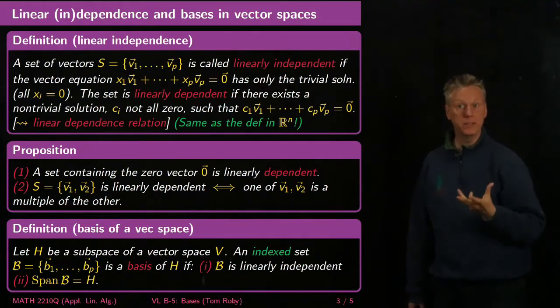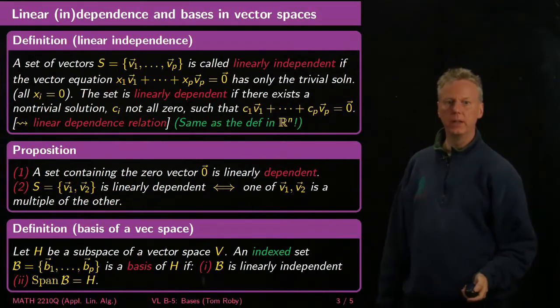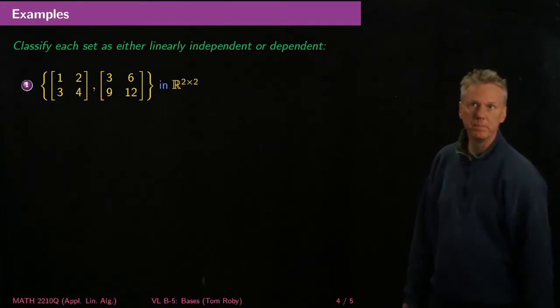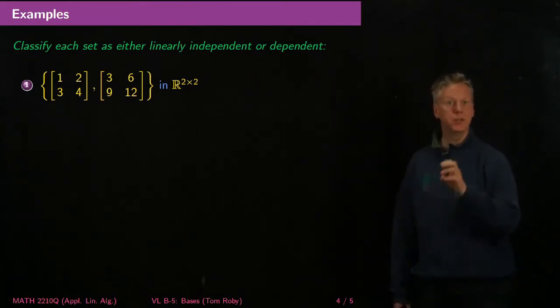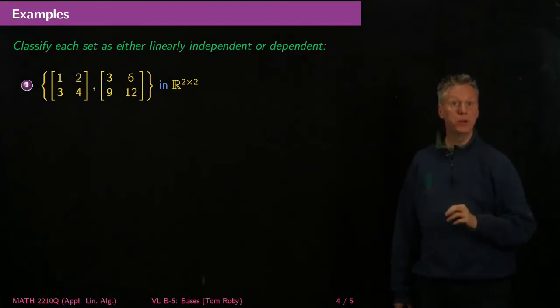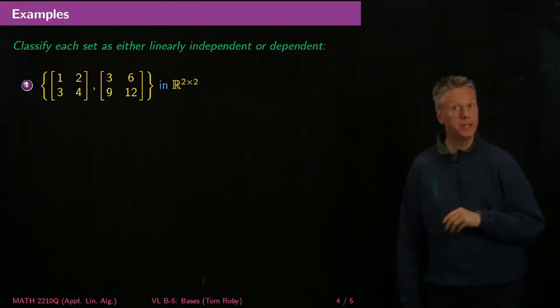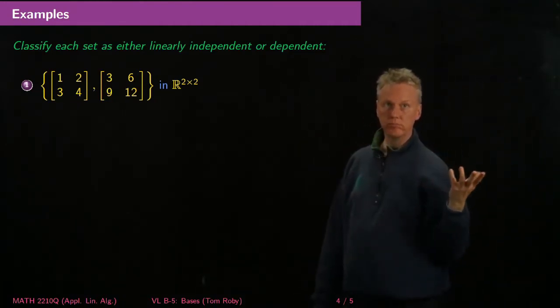Right? And that's what a basis is going to give us. Okay, so let's look at some examples. For each of the following subsets, I'll give you brief pauses. You can pause the video if you want longer ones, to classify each of the following sets as being either linearly independent or dependent.